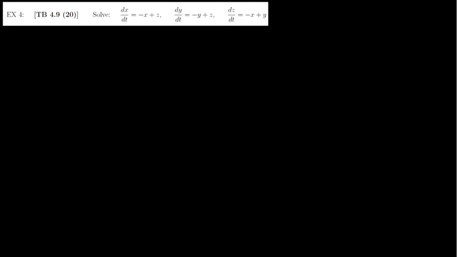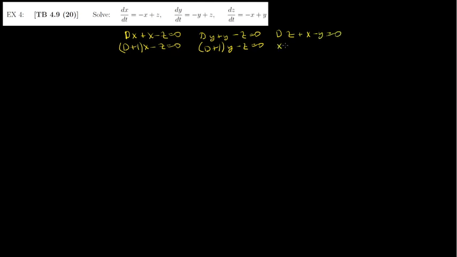So this first equation just becomes Dx plus x minus z equals 0, or if you factor out the x, (D plus 1) of x minus z equals 0. The second equation becomes Dy plus y minus z equals 0, or (D plus 1) of y minus z equals 0. And finally, we get Dz plus x minus y equals 0, or if I put the x minus y in front, x minus y plus Dz equals 0.